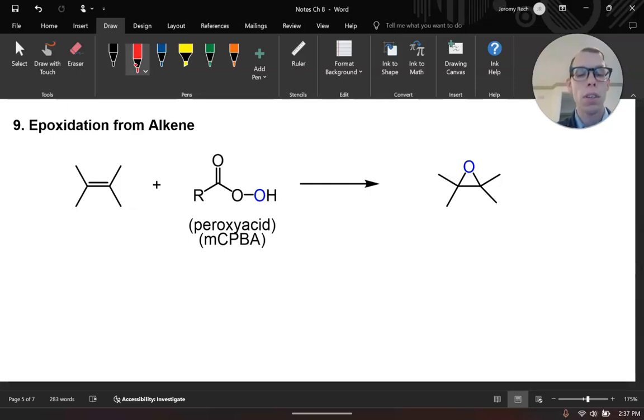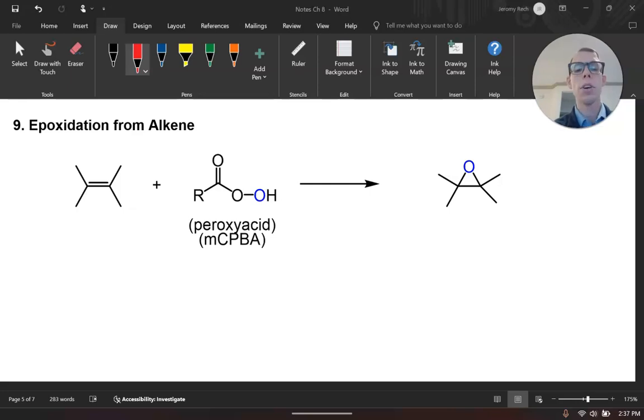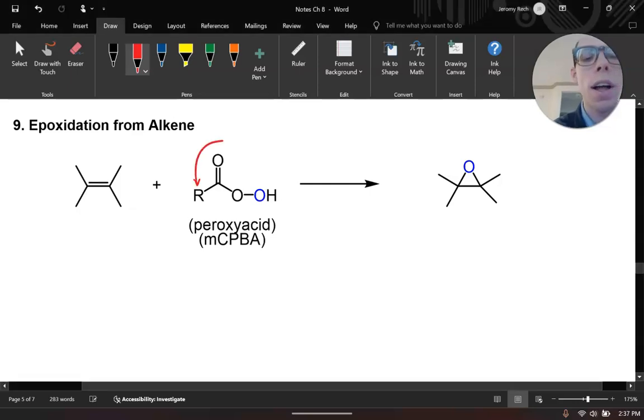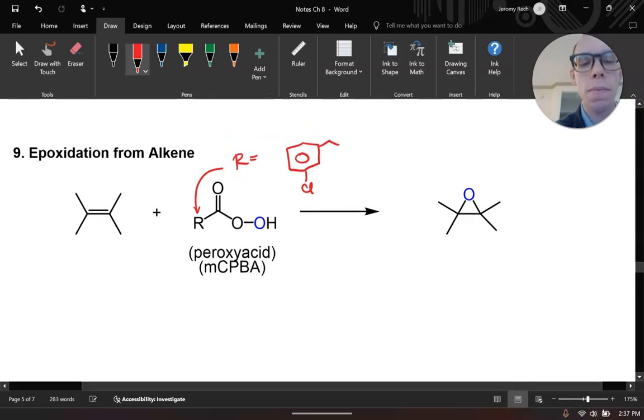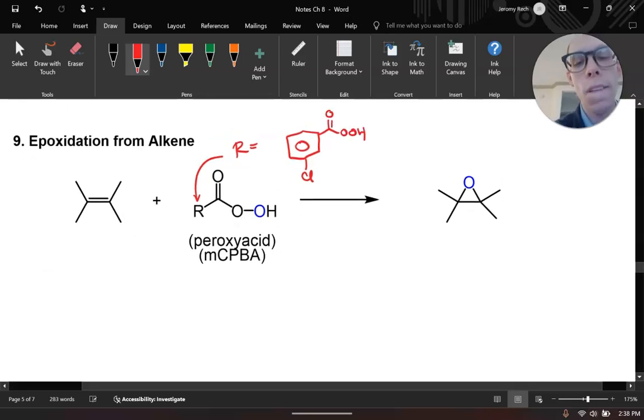So here I've shown the structure. Well, I haven't actually shown the full structure, but MCPBA is a pretty common structure that we're going to see. The structure of MCPBA is going to be a meta-chlorobenzoic acid. So for this R, that R is going to equal a benzene ring, and then there's going to be a chlorine, and then you're going to have your peroxide stuff. So that's the actual structure of your MCPBA. We'll just write out that name most of the time. You don't need to actually draw out that full structure all the time.